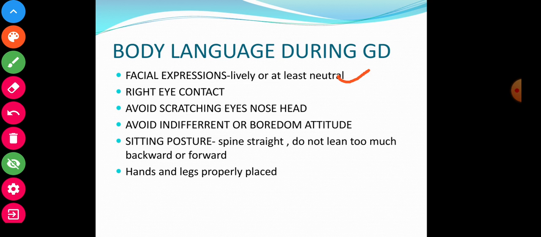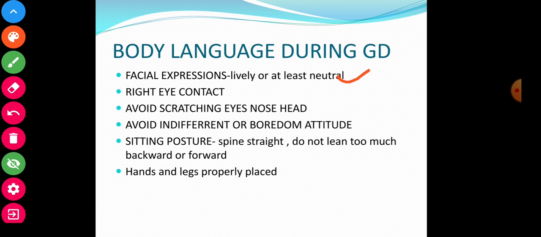Now coming to body language. If you worry too much about body language, it will create a negative impact on your mind and you will not be able to recall the points so well. So what do you require? For body language, I am giving you a clear and precise formula. Keep these two or three points in your mind and all your problems of body language will be solved. The first is your sitting posture. Your spine must be straight. You must not lean forward or too much backward.